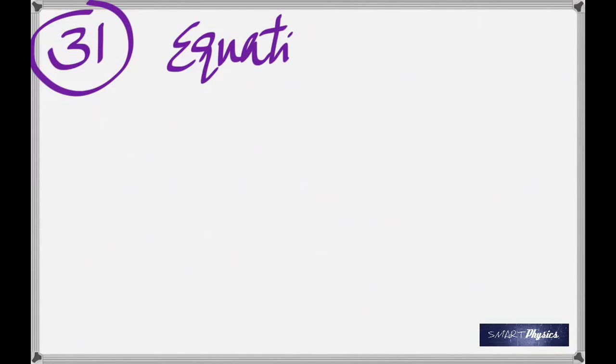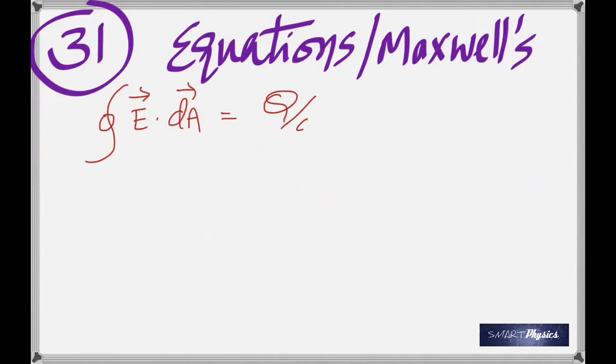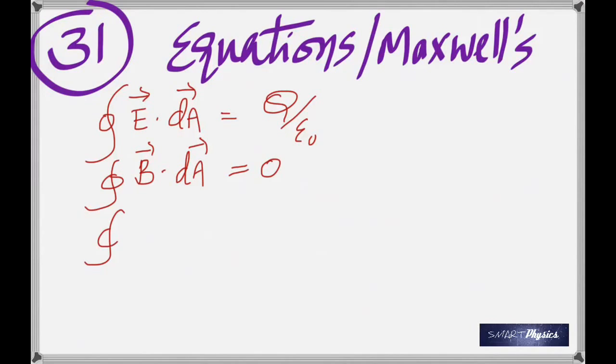Chapter 31. Electromagnetic waves. In this chapter, you have to remember Maxwell's equations, the 4 equations. First one, closed integral E dot dA is equal to Q by epsilon naught. This is Gauss's law in electrostatics. And closed integral B dot dA is equal to 0, which is the equivalent in magnetism. It's 0 because there are no monopoles. Whatever magnetic field goes out comes back in.